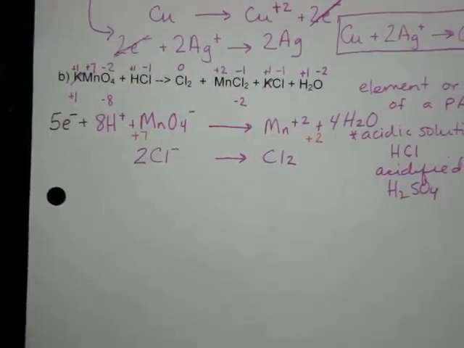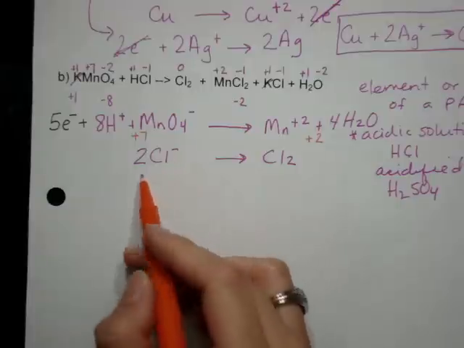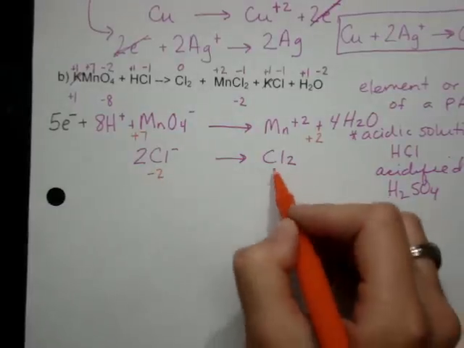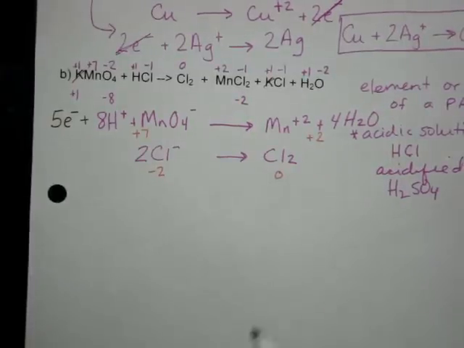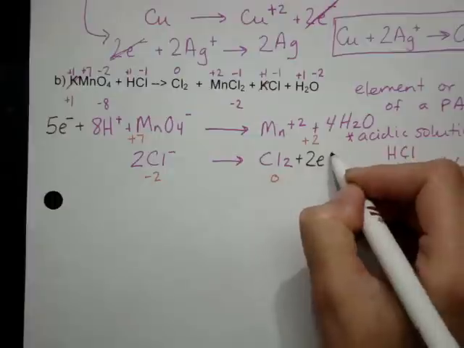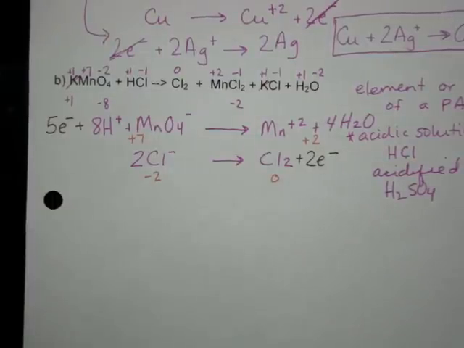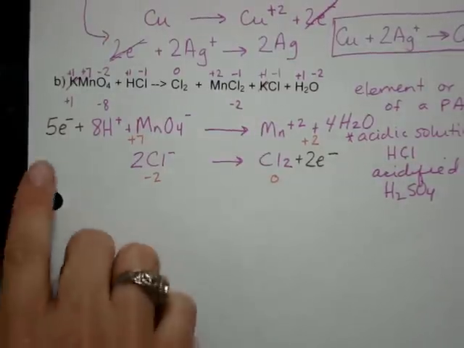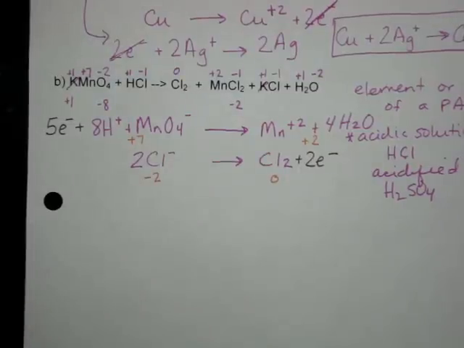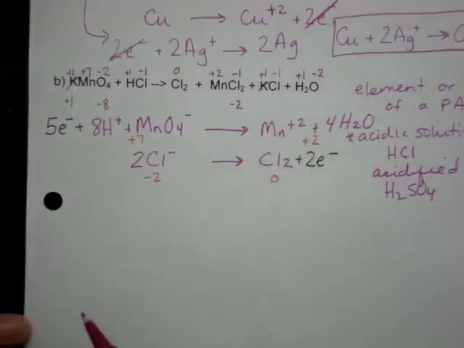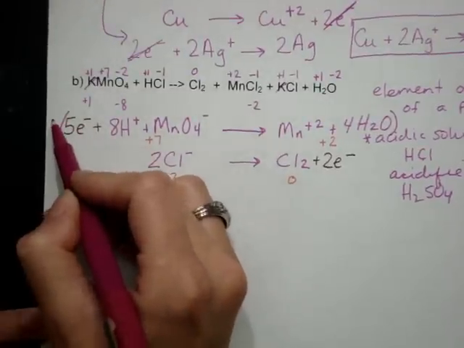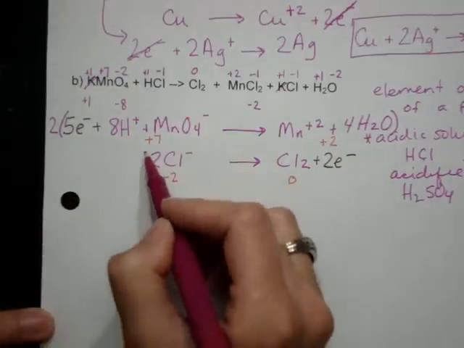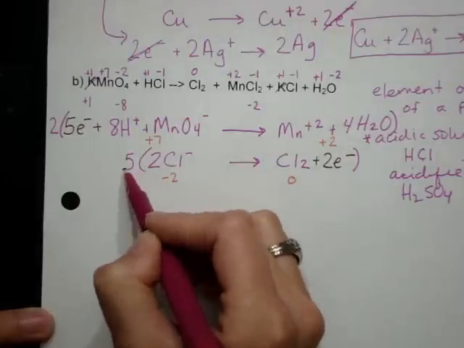Similar scenario with the bottom. I have 2 negative 1s, so that's a negative 2 on this side. That is a molecule, so that's neutral over here. So I need to add 2 electrons to the product in order to make that work. 2 and 5 obviously don't work together, so now I have to multiply them in order to get an equal number of electrons. The easiest thing to do is to multiply them by each other. So multiply that entire thing by 2, multiply this entire thing by 5.